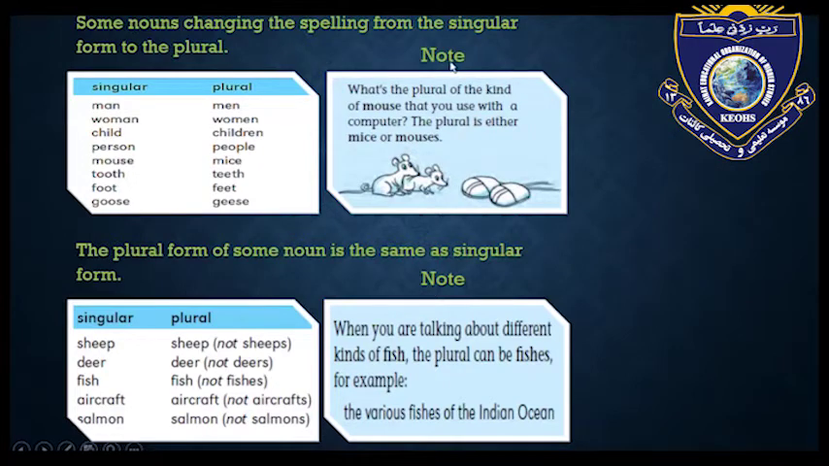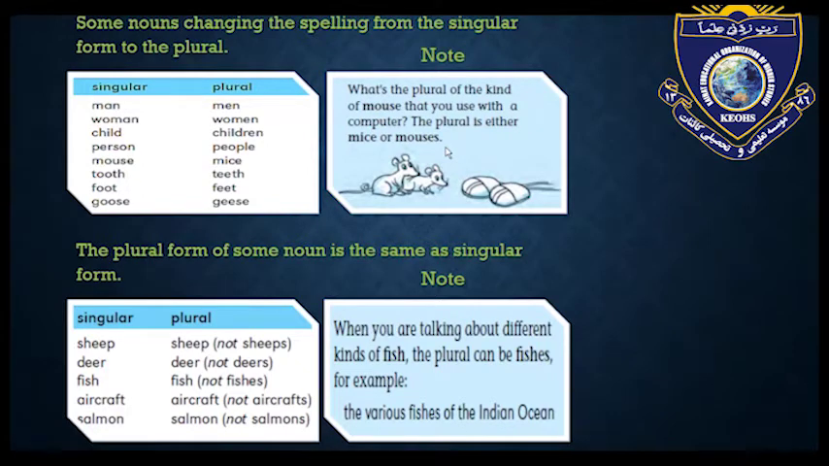Okay guys, now look at the note here. What is the plural form of the kind of mouse that you use with a computer? The plural is either mice or mouses. When you're using these words, both of them are right. You can use both of them. Okay, now we're going to the next one.